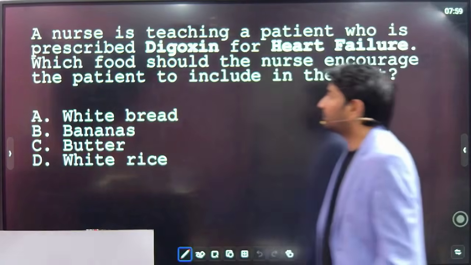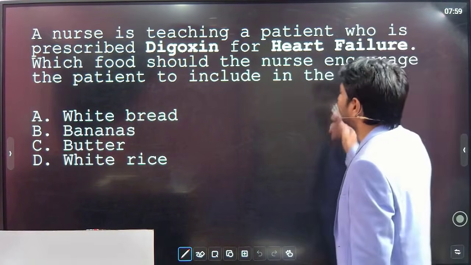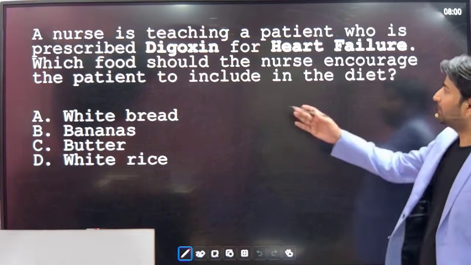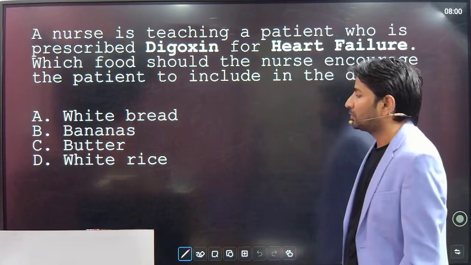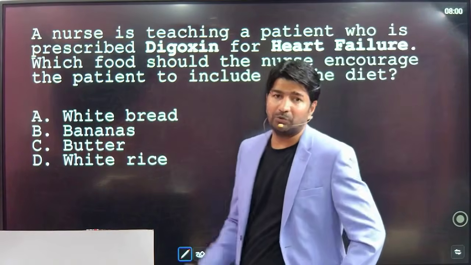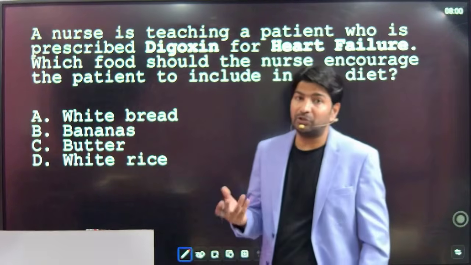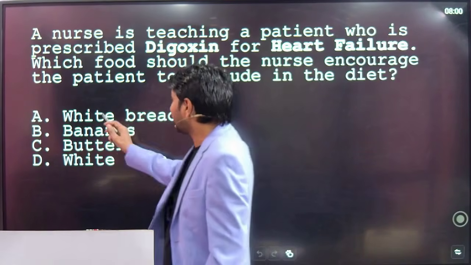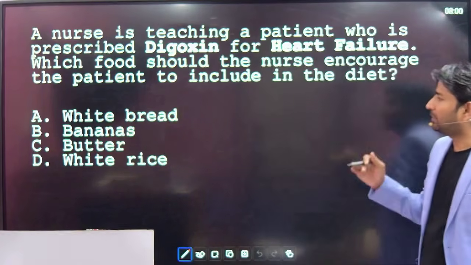Now let's talk about the last question. The nurse is teaching a patient who is prescribed digoxin for heart failure. There's a heart failure condition, and the patient is on digoxin. Which food should the nurse encourage the patient to include in the diet? This means for a heart failure patient on digoxin, what diet will we advise the patient to take? Meaning, which food will we tell them to take more of to include in their diet?